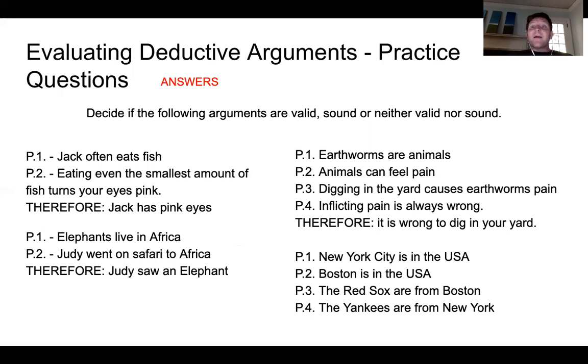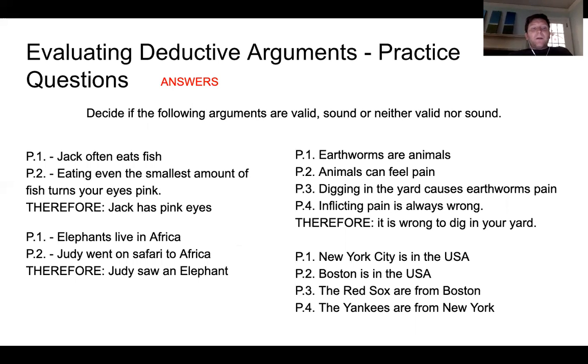That is a valid deductive argument. It's valid because the conclusion is guaranteed. If premise 1 and premise 2 are taken, it has to be the case that Jack has pink eyes. It is, of course, not sound because we don't believe that eating small amounts of fish turns your eyes pink. It's not true. So number 1, this is a valid but not a sound deductive argument.